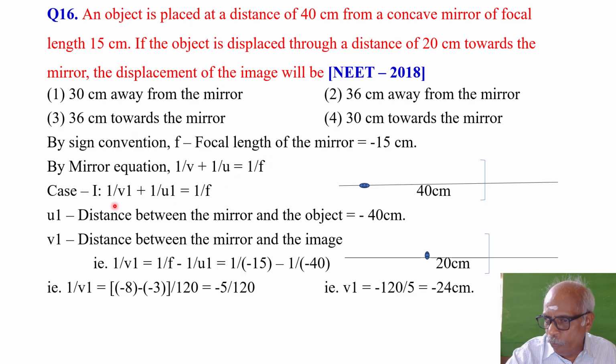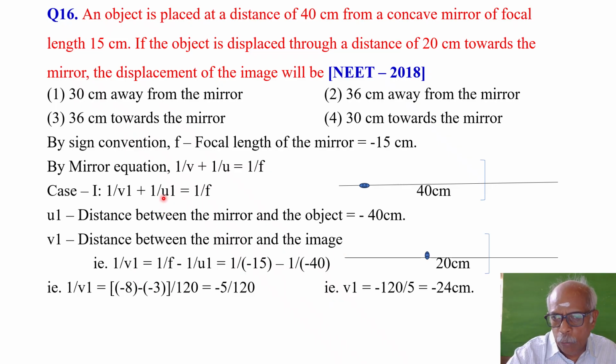So case 1, 1 by v1 plus 1 by u1 is equal to 1 by f. The mirror is the same here, so it has a focal length 15 centimeter. But in both the cases, we are changing the positions of the objects. So ultimately, we will have different positions for images also. So 1 by v1 plus 1 by u1 is equal to 1 by f. u1, distance between the mirror and the object, is 40 centimeter, so by sign convention it is minus 40 centimeter. v1 is the distance between the mirror and the image.